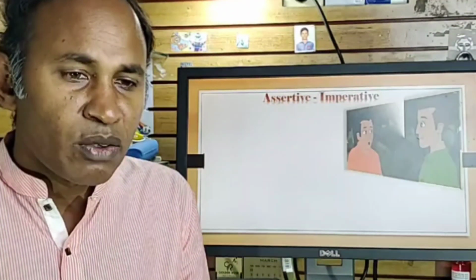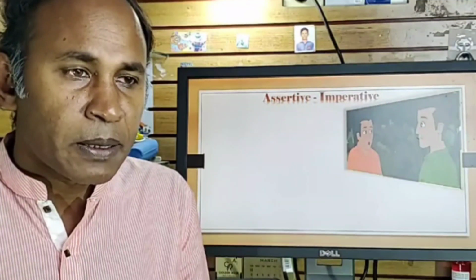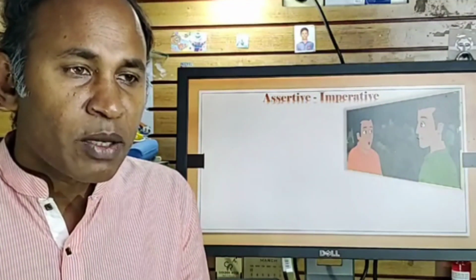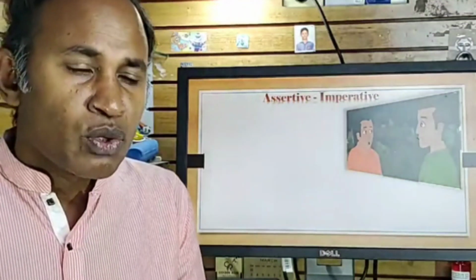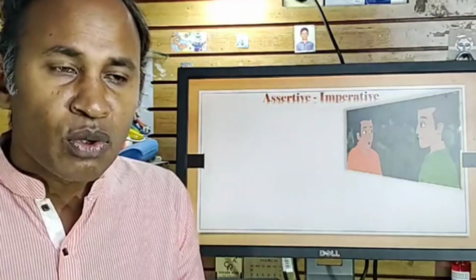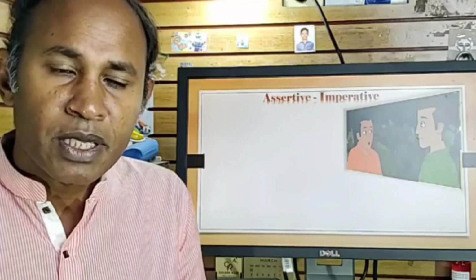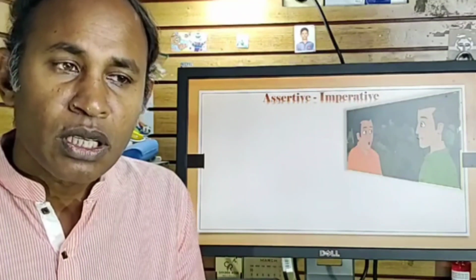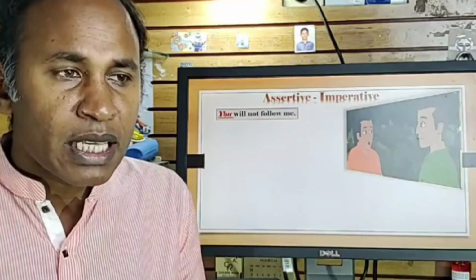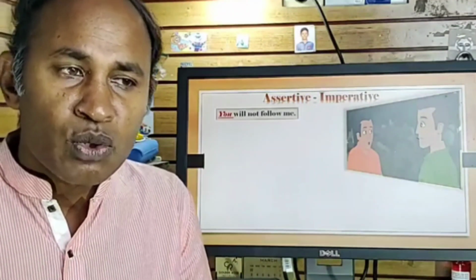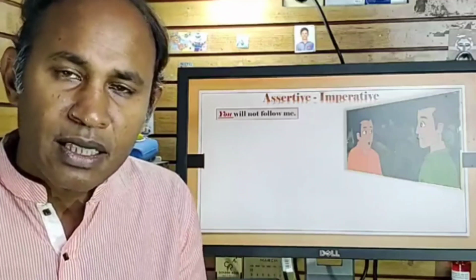So then we come to know about how to make the assertive sentence into imperative. You look at this sentence and you know what an imperative sentence is. The imperative sentence usually starts with a verb or let. So that means you will follow me. This is an assertive sentence, and in this sentence the subject is you.